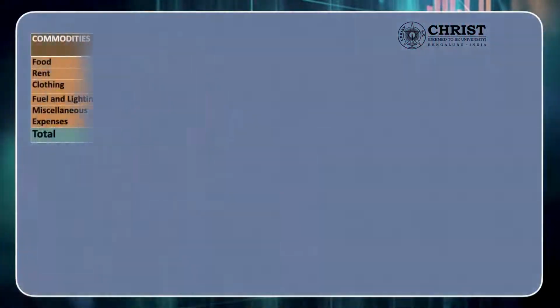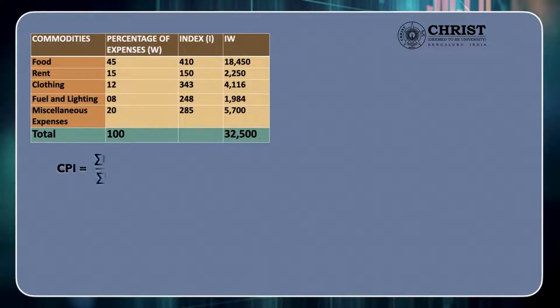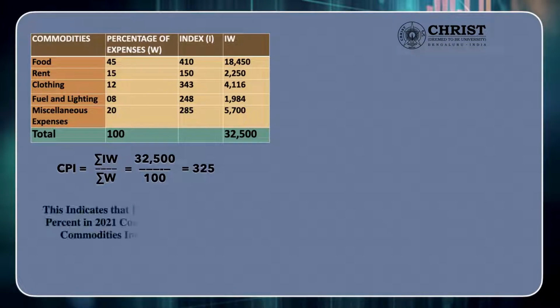Now we can see the solution. We substitute the values in the equation, sigma IW divided by sigma W, that is 32,500 divided by 100, which is equal to 325. So the base year index is 100 and the current year index is 325. This indicates that prices increased by 225% in 2021 compared to 2020 for the commodities included in the index. So the first part of the computation is completed.